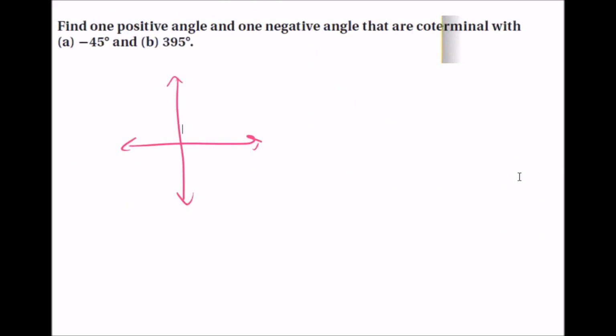Alright, this next problem, that's definitely in the practice problem set. I know because I have the practice problem set right here. It says, find one positive angle and one negative angle that are coterminal with A, negative 45 degrees and B, 395 degrees. So coterminal is a fancy word to say the terminal side is the same as the one it wants. So for this one, the terminal side is negative 45 degrees. You know that's somewhere right here because negative 45 degrees tells you to go in the other direction. It wants you to find one positive angle, one negative angle that's coterminal with that.